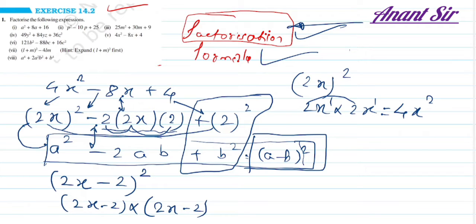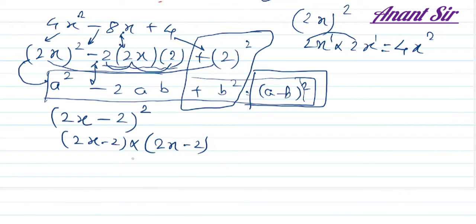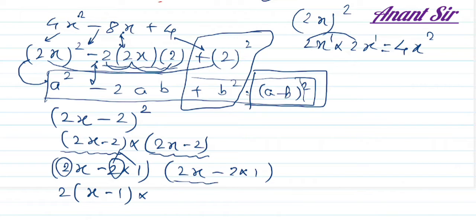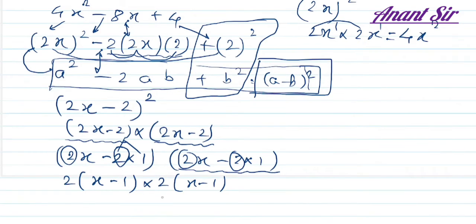We can do 2 more steps here. What we can do? We can take 2 common from this bracket and this bracket also. How to take 2 common? See, I can write this as 2 times of x minus 1. Similarly here also 2 times of x minus 1. So now if I take 2 common from the first bracket, what will remain inside? X minus 1. Similarly, if I take 2 common in the second bracket also, what will remain? X minus 1.